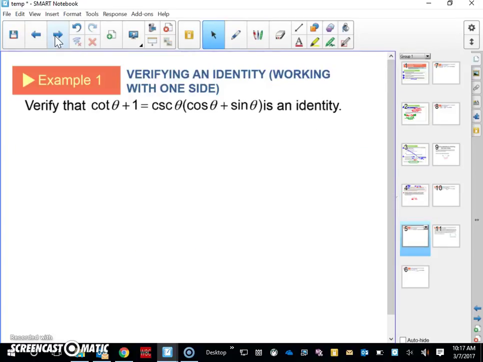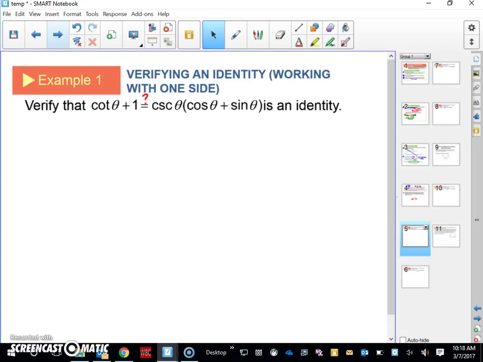So let's look at an example. Example 1: verify cotangent theta plus 1 equals cosecant theta times the quantity cosine theta plus sine theta is an identity. At this point, I know it says equals, but we don't know if that's actually equals or not. That's what we're trying to prove. One of your hints says start on the more complicated looking side. More complicated looking side looks like the right side to me. So you want to do something to the right side.